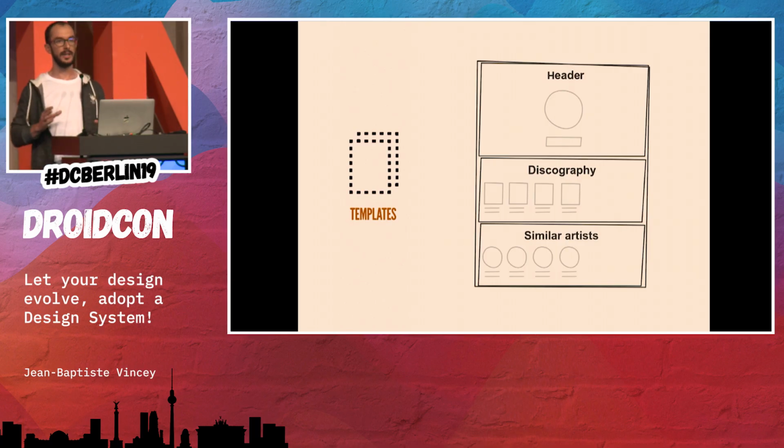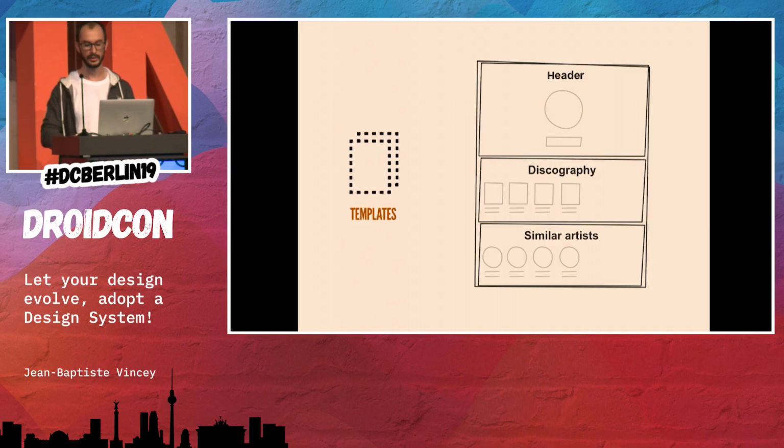Now, the template is really a blueprint of the interface organization for a screen. So it defines the position of each complex building block you have, so typically organisms in your interface. And so here you have an example with a simplified organization for an artist page with a header, a carousel for the discography, and a carousel for the similar artists.